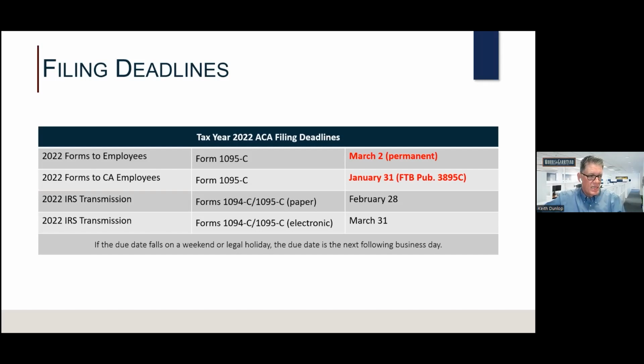Transmission of everything to the IRS has to occur by February 28th if you're filing by paper, which I don't know that many people do anymore. If you're filing electronically, you have until March 31st to get the information to the IRS. One quick note on the transmission, the IRS will soon require electronic transmission for pretty much everything. There's proposed regs for that. They haven't been finalized yet, but that's coming. If you're filing on paper still, prepare for that to go away very soon.